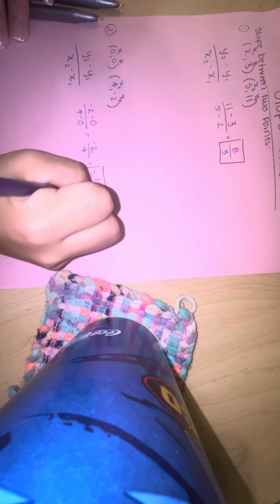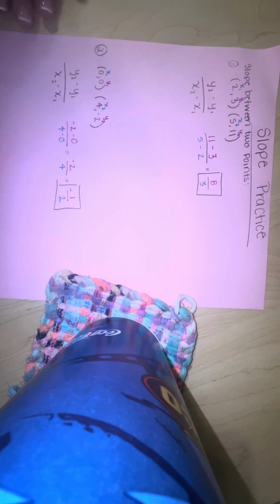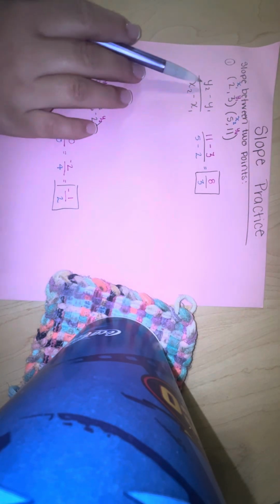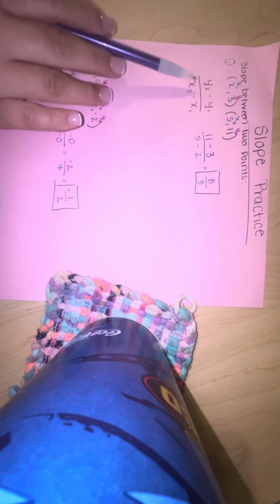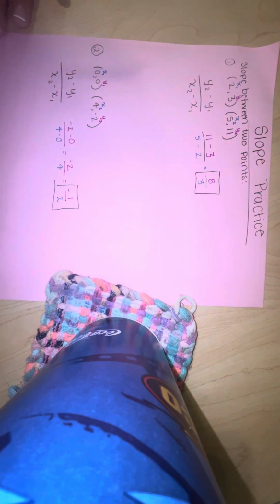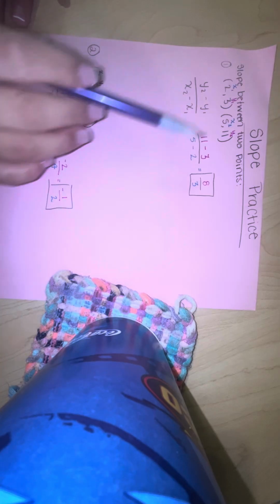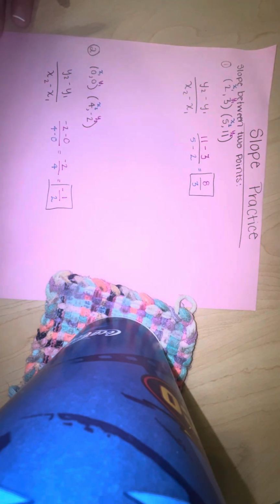And that ends up being our answer for this one. So again, finding slope between 2 points is very simple. You just use the simple equation of y2 minus y1 over x2 minus x1. Remember, it's very smart to color coordinate your x's and your y's so you don't get them confused.